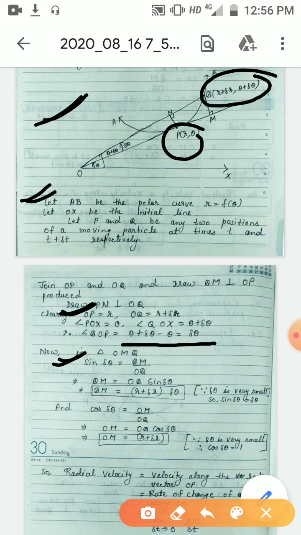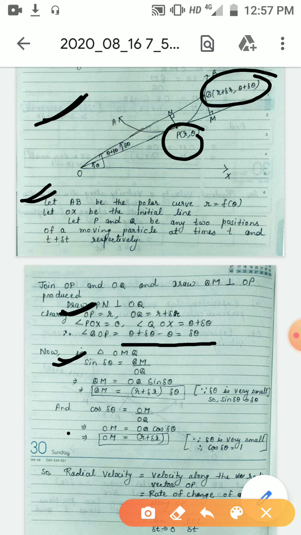The expansion of sine x is x minus x cube by factorial 3 plus x to the power 5 by factorial 5 and so on. Since delta theta is very small, its square and higher powers are negligible. So we have to take only the first term. So sine delta theta is equal to delta theta. Taking the first term, you will get x here, so for sine delta theta the first term is delta theta.